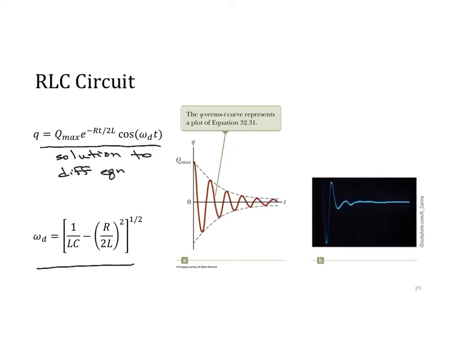So what's going on here is that this exponential is what's giving you this downward amplitude. So it's reducing the amplitude of your cosine function as time goes on. And meanwhile, this cosine function is what's giving you that oscillation as time goes on. So this is a damped harmonic oscillator.